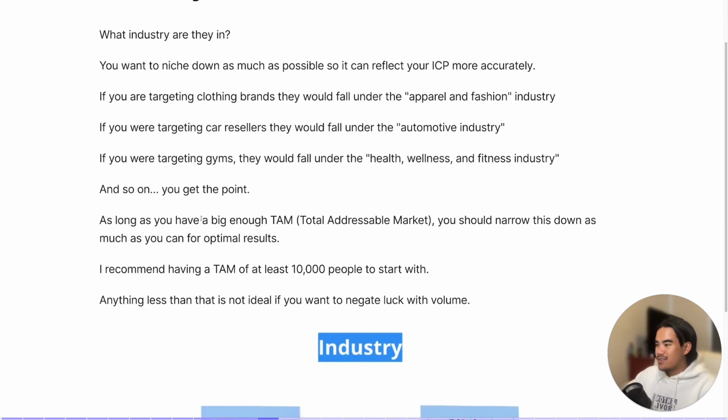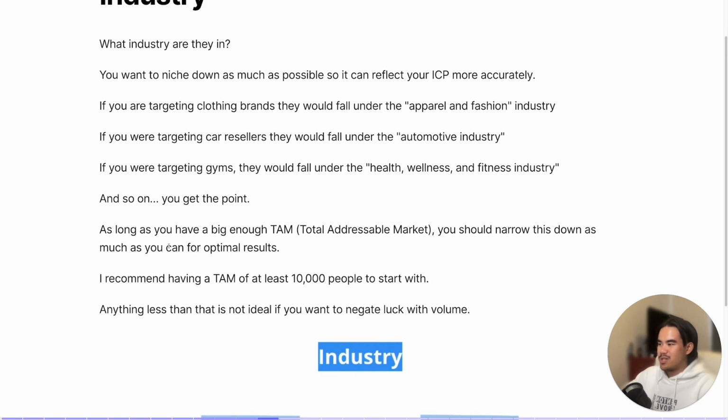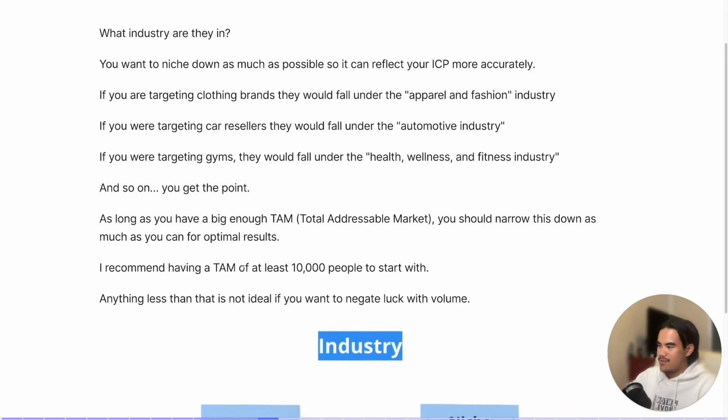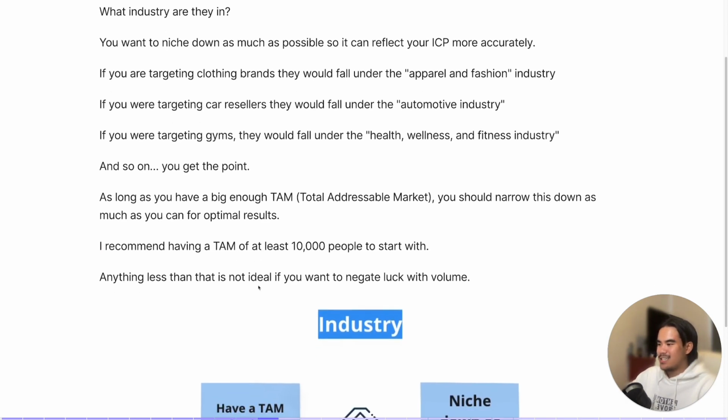But as long as you have a big enough TAM, which is a total addressable market, you should narrow this down as much as possible for optimal results and the personalization I was talking about earlier. So I recommend having a TAM of at least 10K people to start with, because anything less than that is not ideal, because cold email is a numbers game, and the more volume you do, the better results you get.